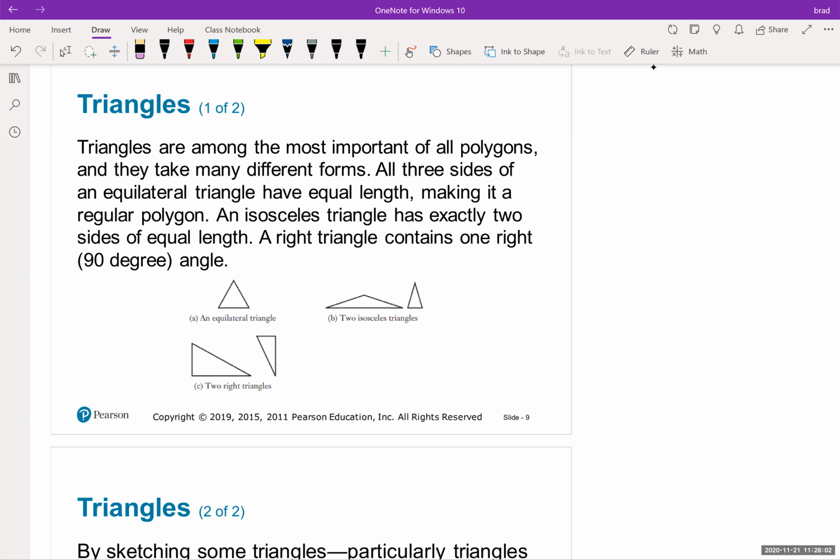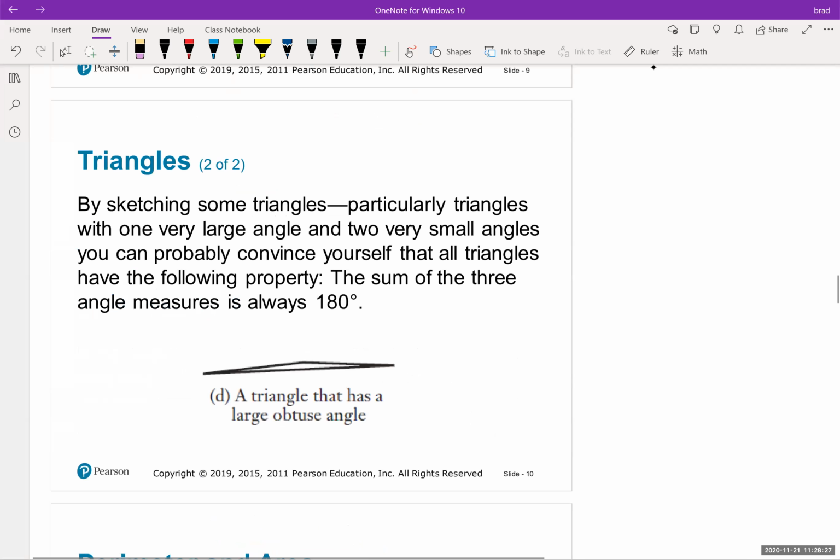An isosceles triangle has exactly 2 side lengths that are equal, but then the third is different. And then a right triangle contains 1 right angle. So this is the one we love in math, the right triangles, because they're so easy to work with. We work with a little bit of equilateral and isosceles, but most often in math, we love to work with right triangles because we know so much about them. We know how they work. We know how they behave. The Pythagorean theorem comes up. So we really like working with that.